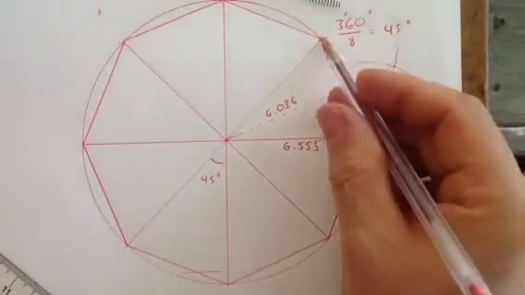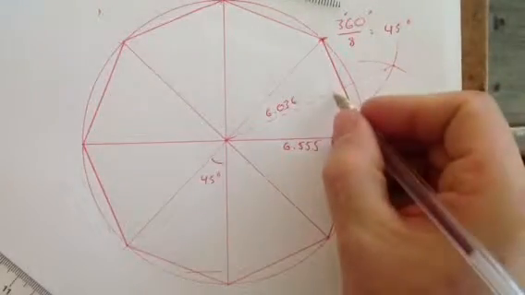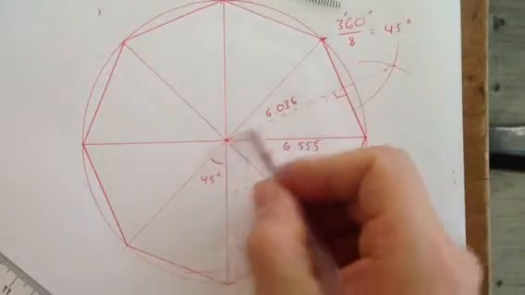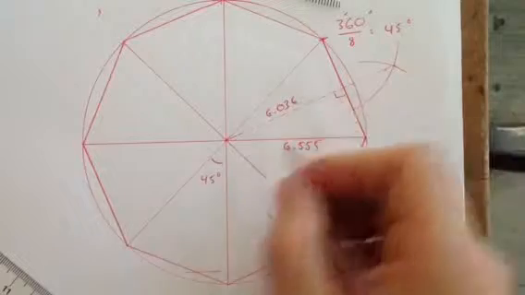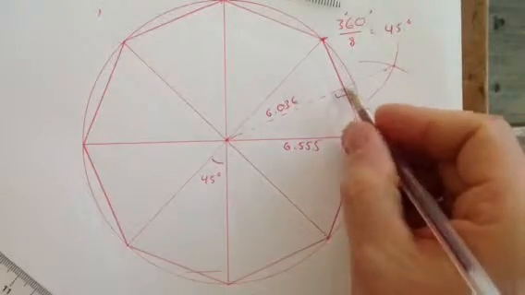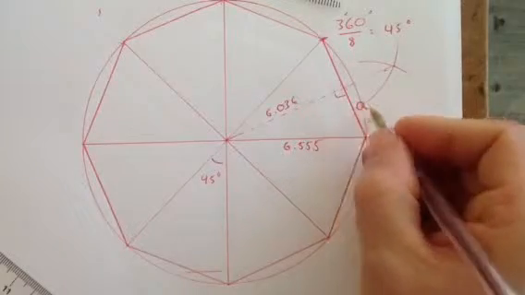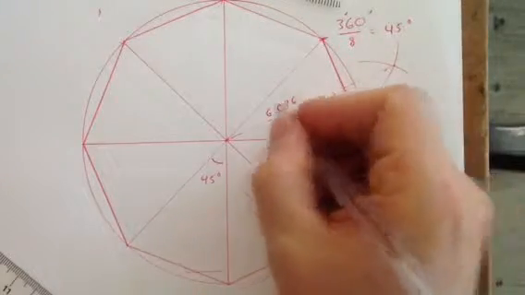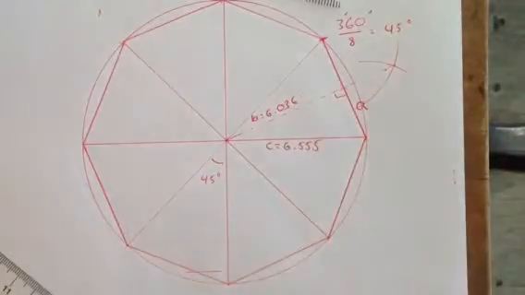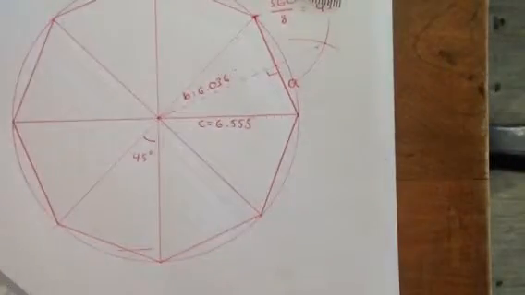Now what we need to know is the side length. And you see here we have a nice right angle triangle where this side is 6.036, the hypotenuse is 6.555, and we don't know the A side. So this is my A, and this is my B, and this is my C. Okay, so we're going to use Pythagorean theorem.